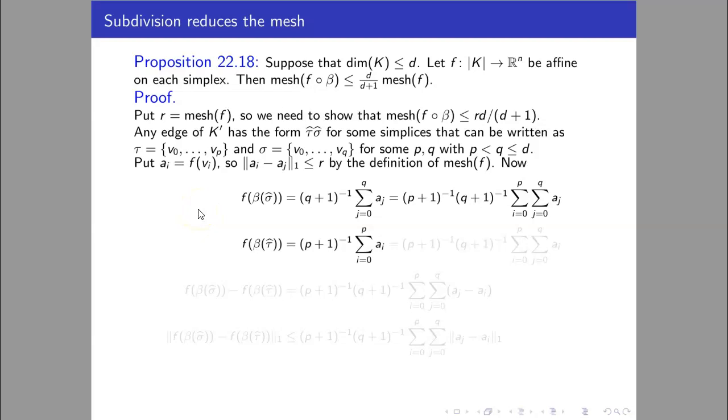And let's think now about f of beta of tau hat. Tau hat is v0 plus up to vp all divided by p plus 1. We apply f to that, you get the sum of the a_i's from i as 0 to p divided by p plus 1. And again, we can rewrite that. We can have a sort of irrelevant sum over j here, j running from 0 to q. It doesn't really depend on j, so this is just q plus 1 times the original sum, but then we've put in an extra factor q plus 1 inverse on the outside to cancel that out.